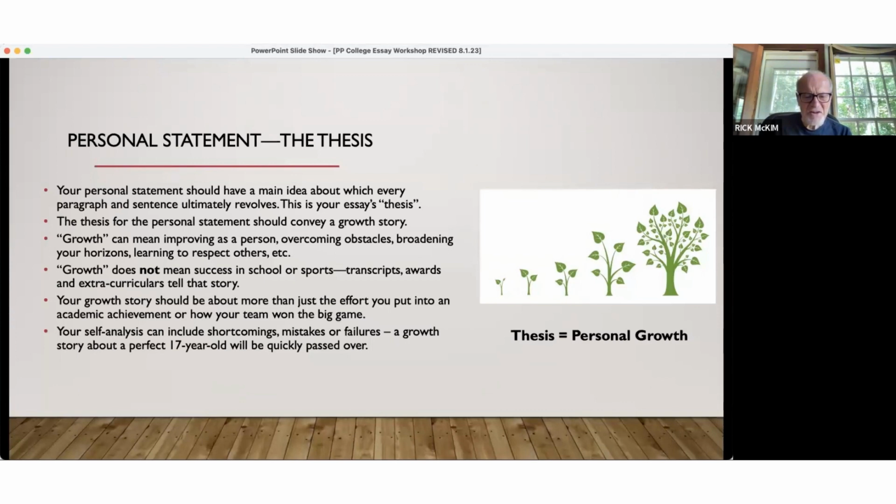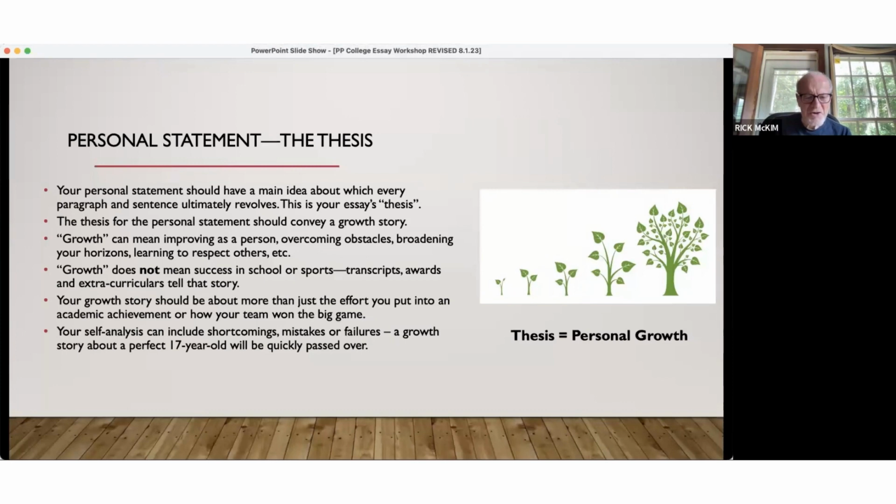The rest of your application should be sufficient to tell that story. And your story should be about more than just the effort you put into winning a medal or getting an A+ or whatever, or how your team won the big game, one of the most popular and generally one of the dullest of personal essay topics. There are exceptions. There are good sports personal essays, but a lot of them tend to lapse into cliche, so that you've got to watch out for.